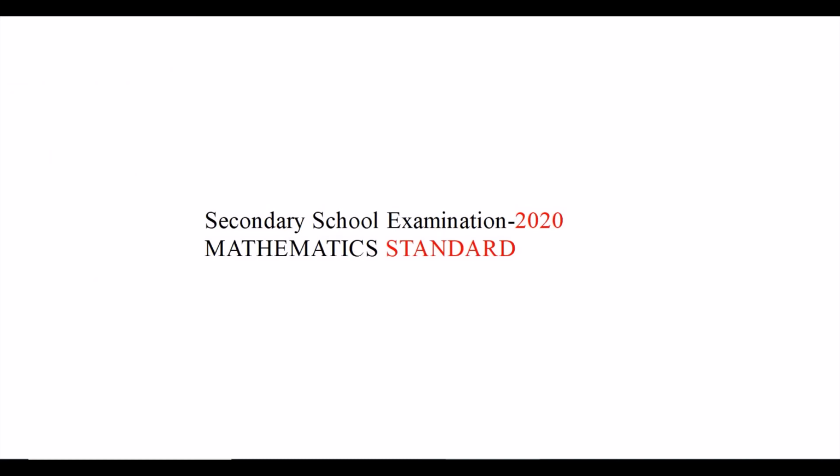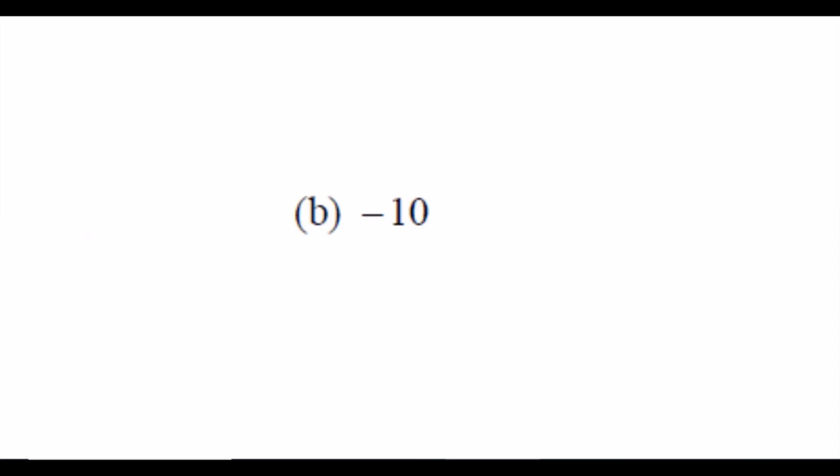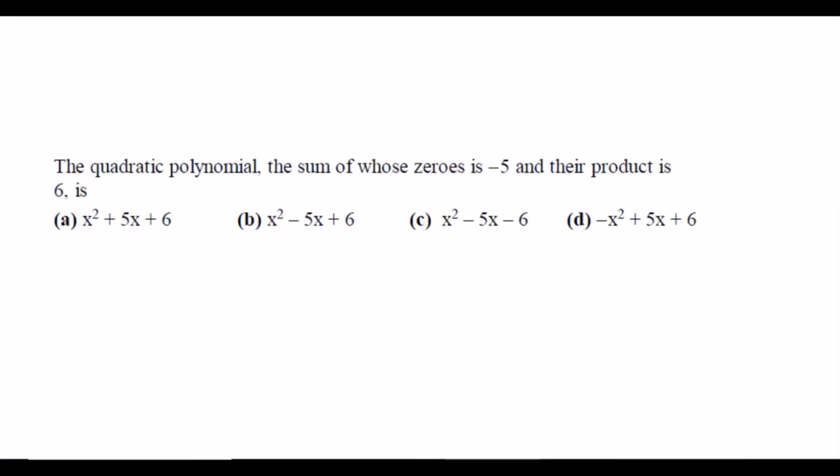Now we can go to the last year's standard question paper. Let us go to the 1 mark question. Here again 1 zero is given, find the value of k. Again sum and product is given, you have to form the quadratic polynomial, that is x square minus sum of the zeros into x plus product of the zeros. You can use it here.